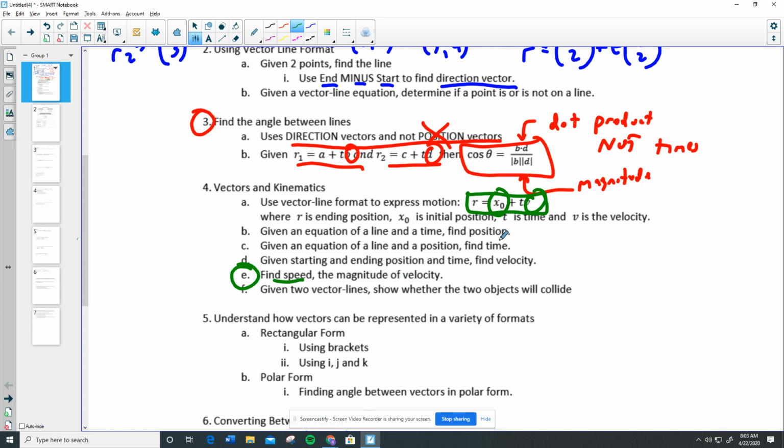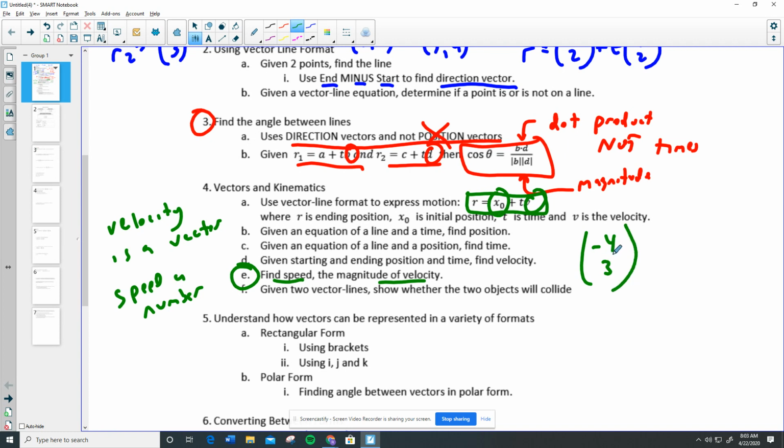This one's a little different. Speed. You have to remember that speed is the magnitude of velocity. So velocity is a vector. Speed is just a number. So if I ever say, what's the velocity, I'm expecting an answer like this. If I ask what's the speed, I'm saying, tell me the magnitude of this. In other words, Pythagorean theorem this thing. So what you're doing is this plus this, and the speed is just 5, a single number, or 5 miles an hour, depending on the units.